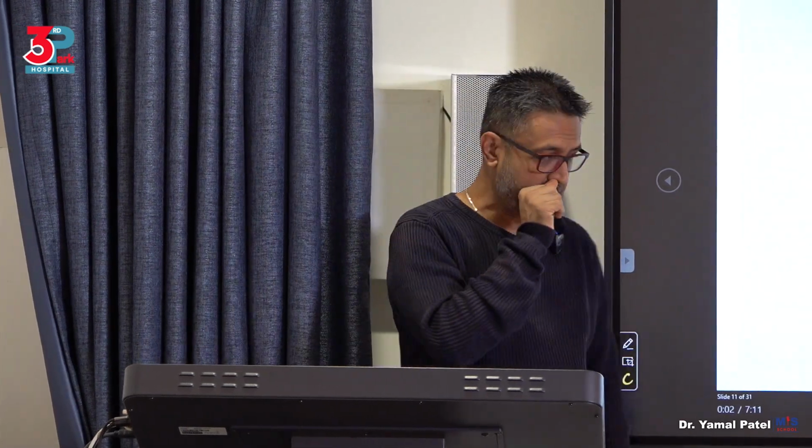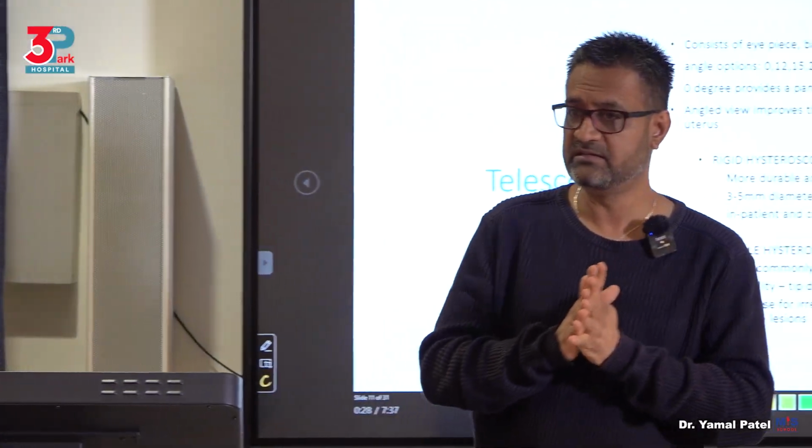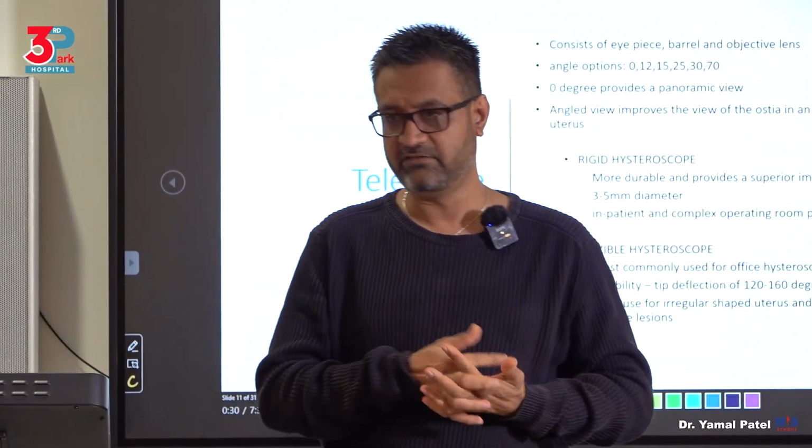So the telescope, we have, obviously we've discussed this, but we have the eyepiece, the barrel, the objective lens, etc. And the angles that we have in hysteroscopy could be 0 degree, 12 degree, 15, 30 degree, 70 degree. The ones that I use mainly would be 30 degree or a 12 degree.